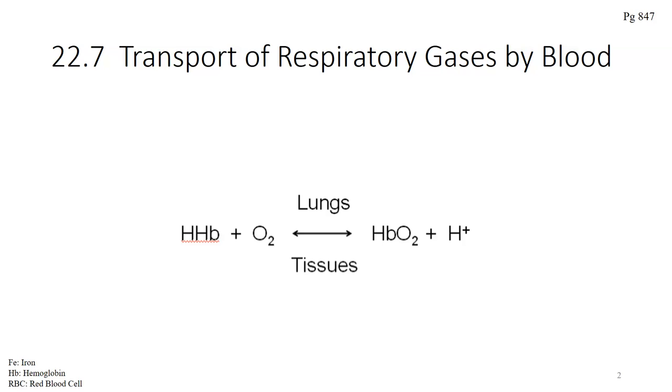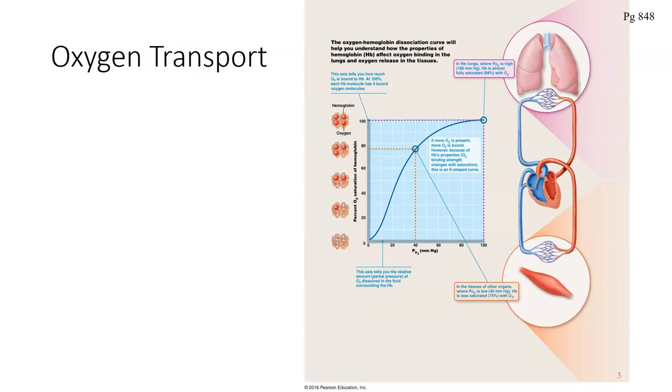The factors that influence hemoglobin saturation are the partial pressure of oxygen, temperature, blood pH, the partial pressure of carbon dioxide, and the concentration of BPG, which is known as 2,3-bisphosphoglyceric acid. Students need to be familiar with this table. This is the oxygen hemoglobin dissociation curve.